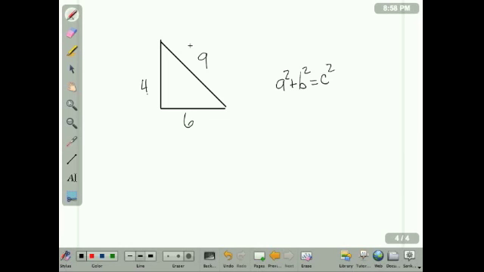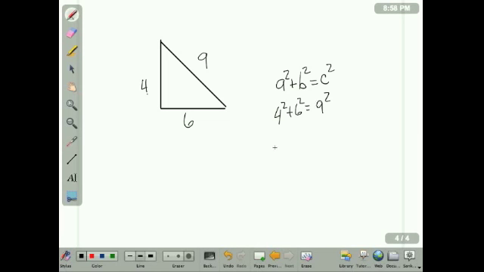Remember that our hypotenuse is always the opposite of the 90-degree angle. Now we don't know if this is a 90-degree angle. We're going to assume it is, so we'll assume that this is our hypotenuse. Our legs, 4 squared plus 6 squared equals 9 squared. Now if this is a right triangle, the sum of these squared will equal the square of that.